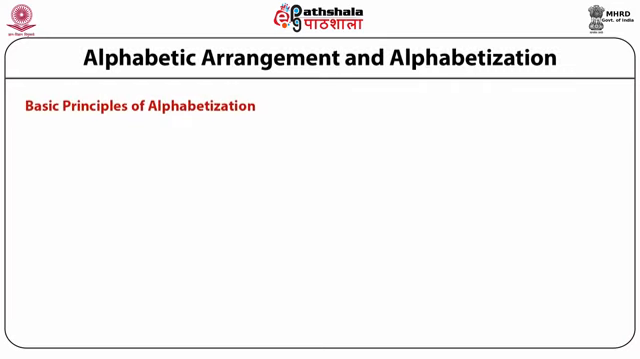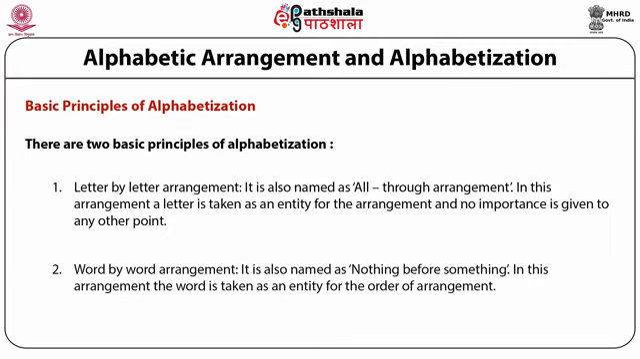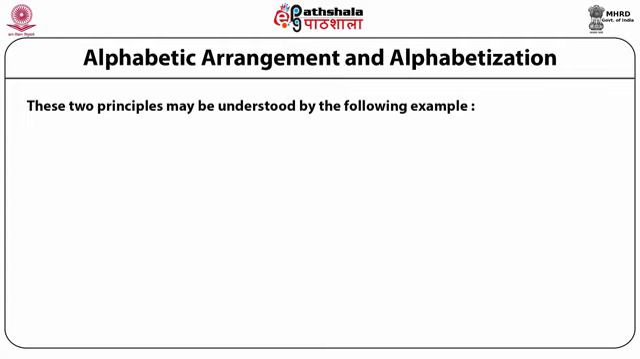Basic principles of alphabetization. There are two basic principles of alphabetization. First, letter by letter arrangement. It is also named all-through arrangement. In this arrangement, a letter is taken as an entity for the arrangement and no importance is given to any other point. Second, word by word arrangement. It is also named nothing before something. In this arrangement, the word is taken as an entity for the order of arrangement. These two principles may be understood by the following example.